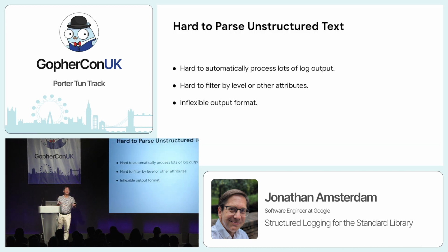So the output is unstructured text, and that's really hard to parse by machine. And you often need that when you're running a server and you're generating tons and tons of log lines, and you need to filter them or categorize them, aggregate them, and so on. There's no levels, so you can't do anything by levels. There's no way to really change the output format, except, as I said, some minor tweaks.